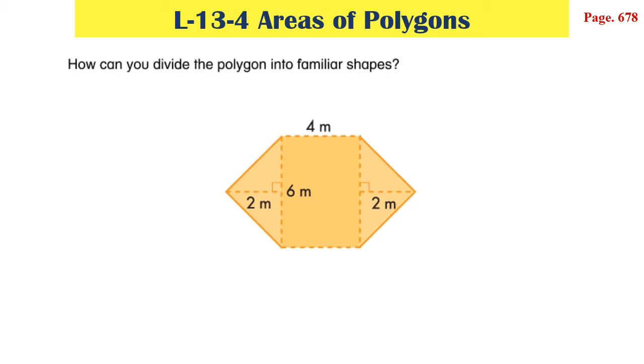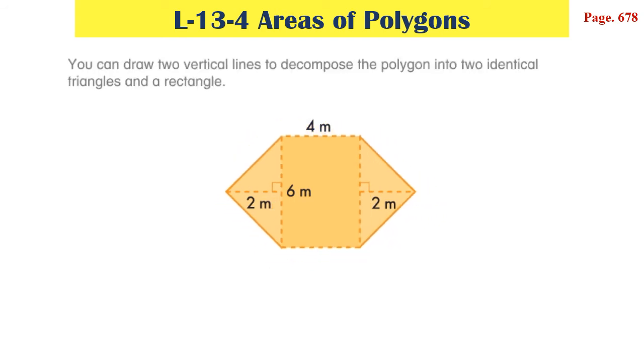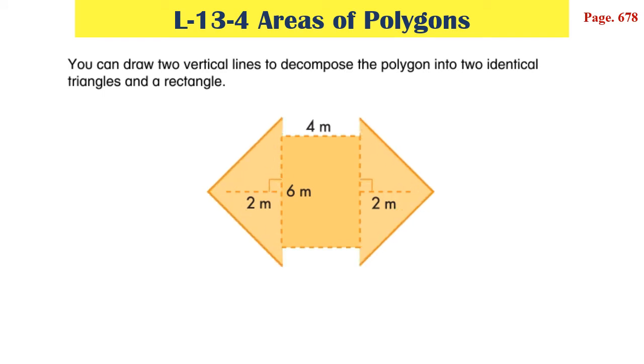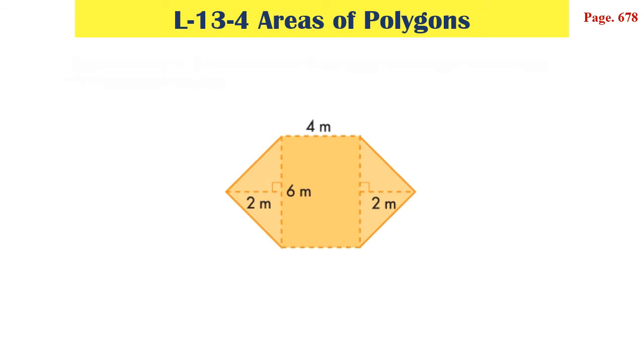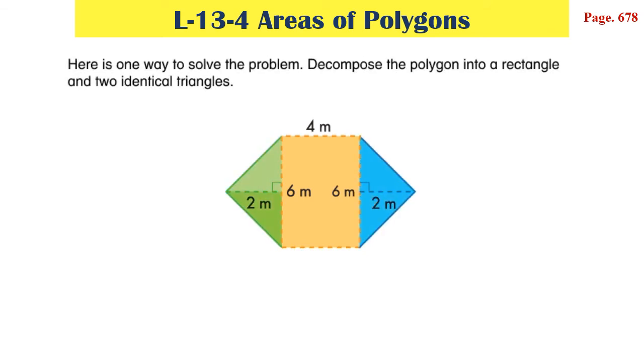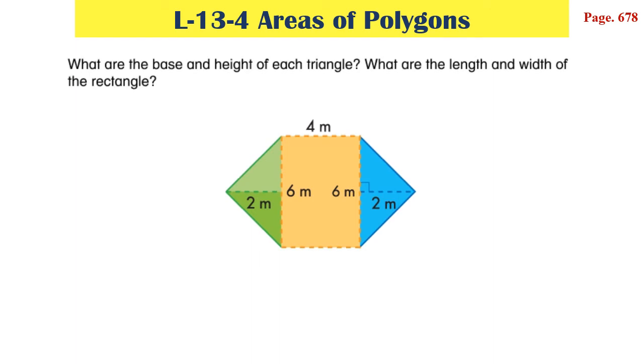How can you divide the polygon into familiar shapes? You can draw two vertical lines to decompose the polygon into two identical triangles and a rectangle. Here is one way to solve the problem. Decompose the polygon into a rectangle and two identical triangles. What are the base and height of each triangle? What are the length and width of the rectangle?